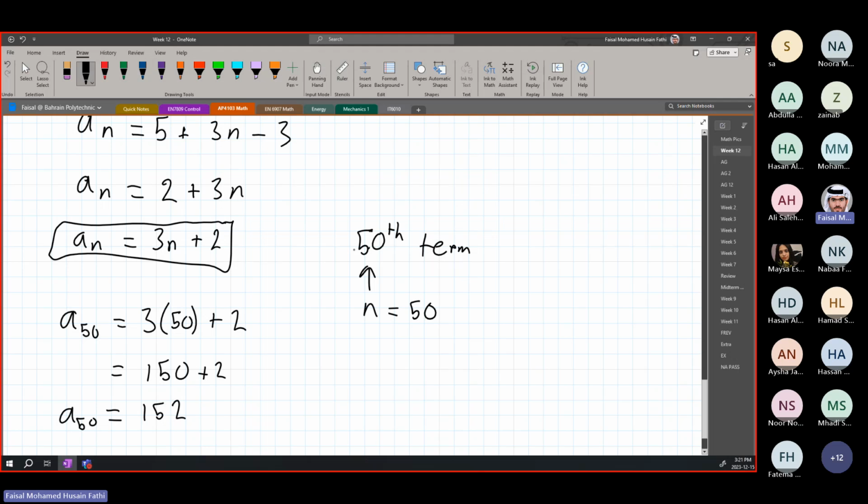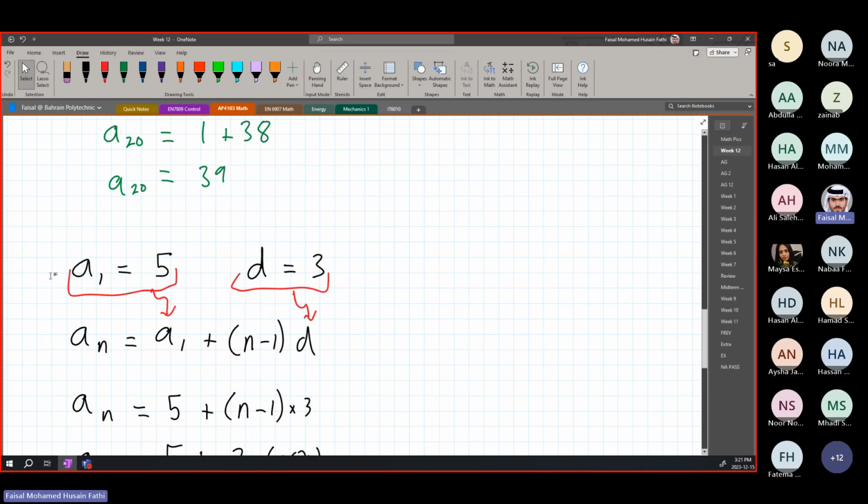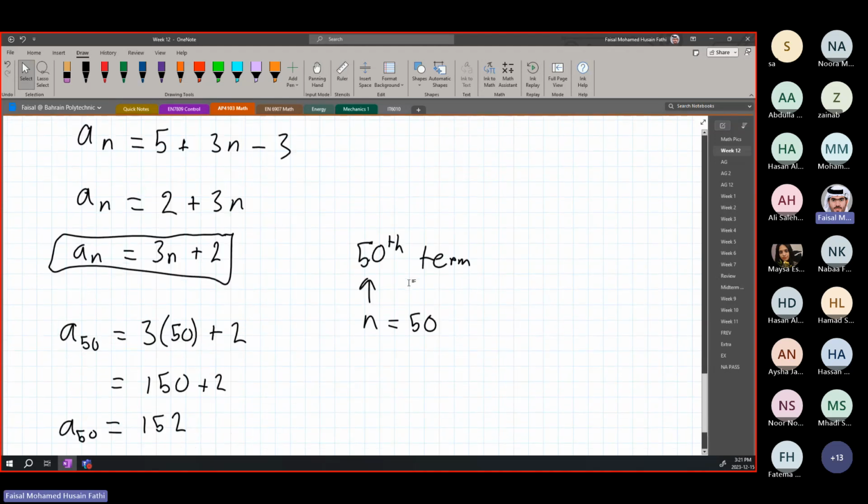Obviously, I said the 50th term, you could look for the 100th term, you could find the millionth term, you can find any term as long as you have your first term and the common difference in an arithmetic sequence. Okay? Now, let me give you a different example.